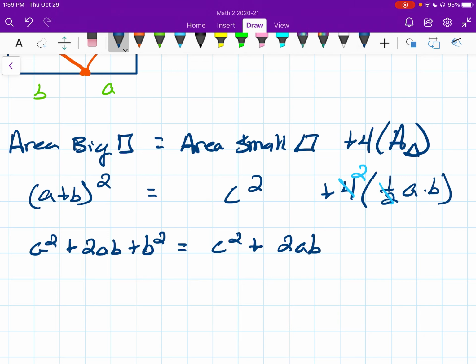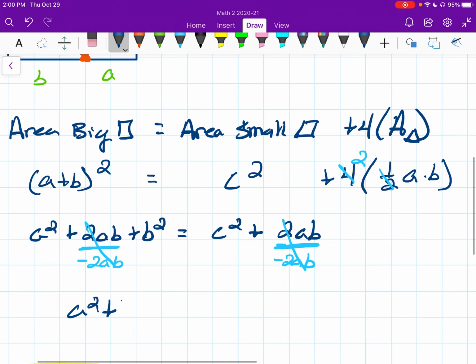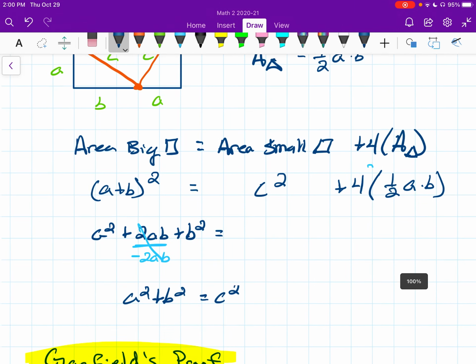We have a 2AB on both sides, so let's cancel those out. Let's subtract by 2AB, and they just go away. And I'm left with A squared plus B squared equals C squared, which is our Pythagorean theorem.